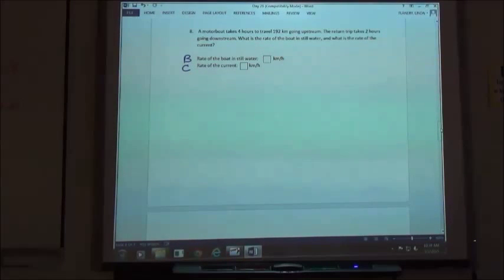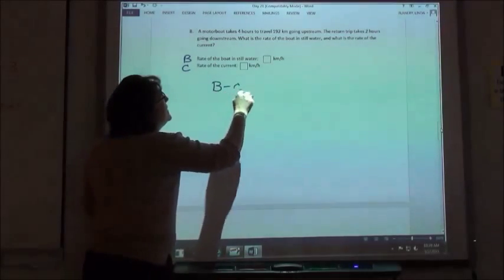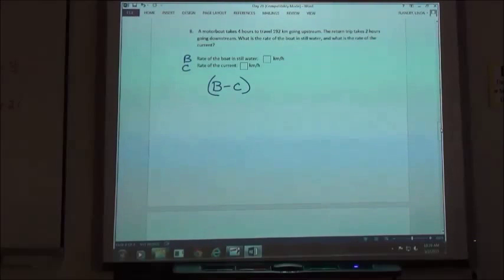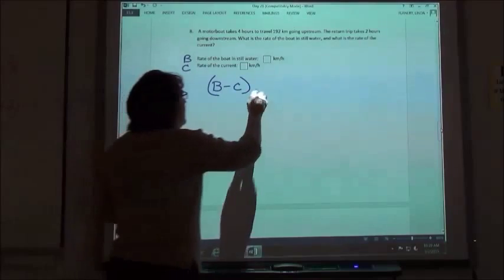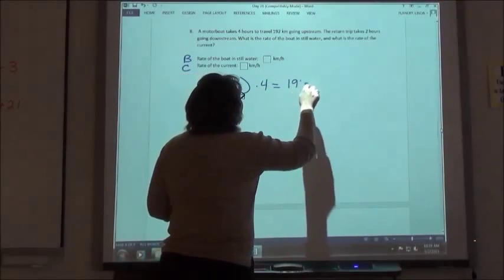The motorboat takes 4 hours to travel 192 kilometers going upstream. So if I'm going upstream, am I going to go faster or slower? Slower, because it's harder to go uphill, right? So my overall rate is going to be B minus C, the boat minus the current. The time on that one is 4 hours. The distance is 192.